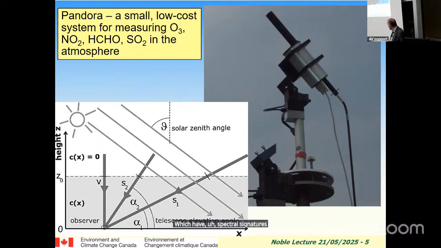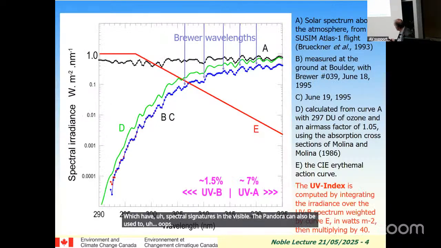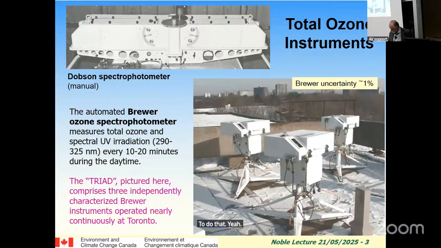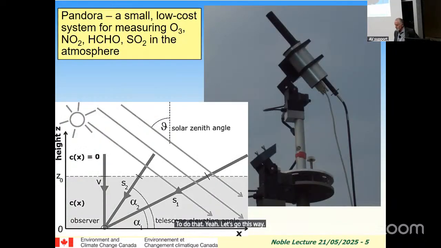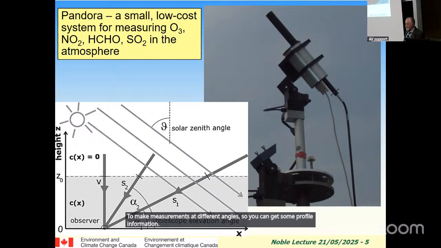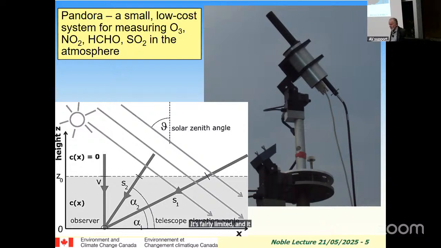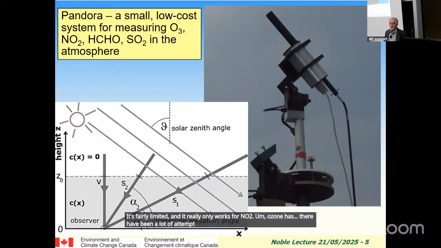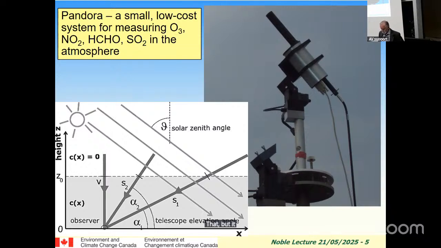The Pandora can also be used to make measurements at different angles, so you can get some profile information. It's fairly limited, and it really only works for NO2. Ozone, there have been a lot of attempts to get some ozone profile information in the troposphere out of that, but it hasn't really worked so far. That's perhaps something for the future.